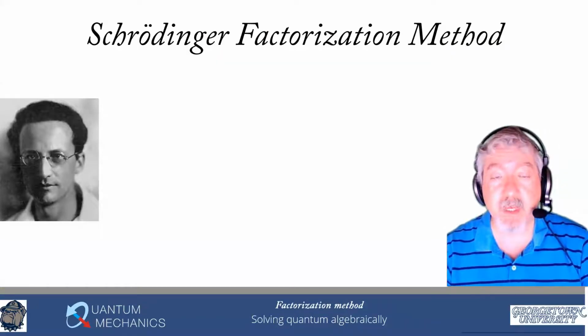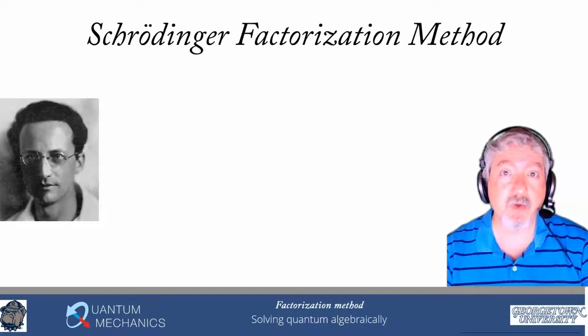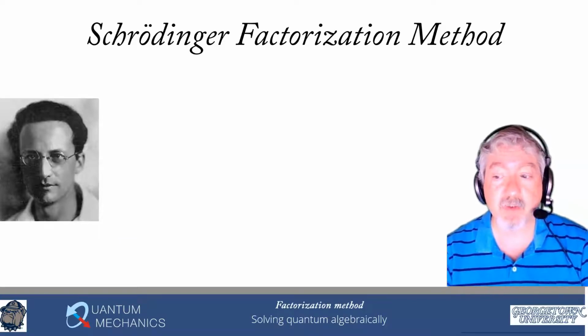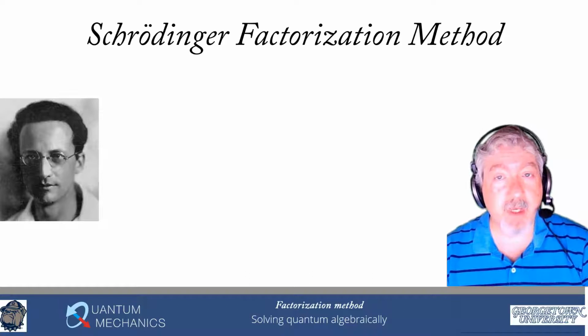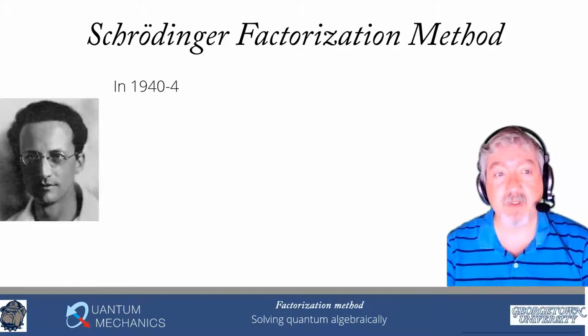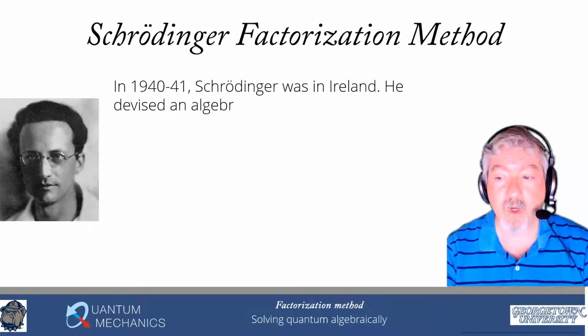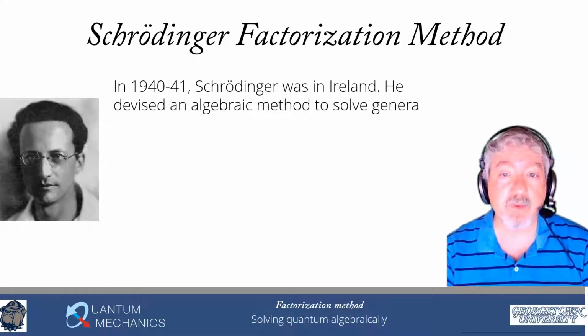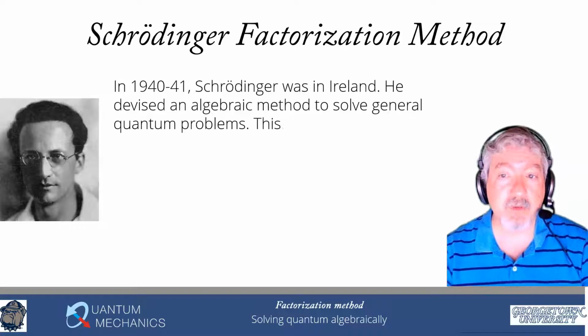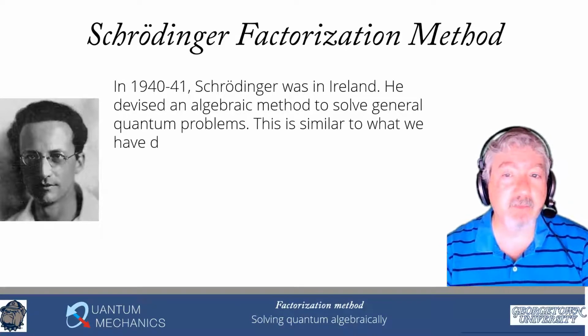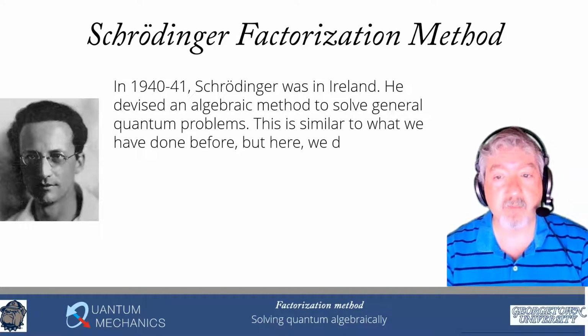Interestingly, the factorization method was developed by Schrodinger, who also created the Schrodinger equation. It was developed about 15 years after he developed the Schrodinger equation, in 1940 to 1941. This is during World War II, and Schrodinger spent World War II in Ireland. He devised an algebraic method to solve general quantum problems.